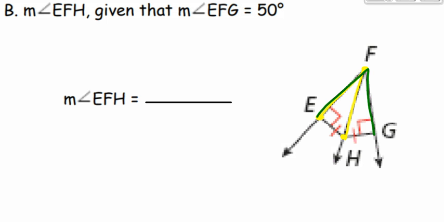Well, I can see that I have a couple of 90-degree angles, and I can see that I have a couple of congruent line segments, which means that this point H right here is on the angle bisector. So if this whole angle is 50 and is being bisected, that means each of the smaller angles would have to be 25.